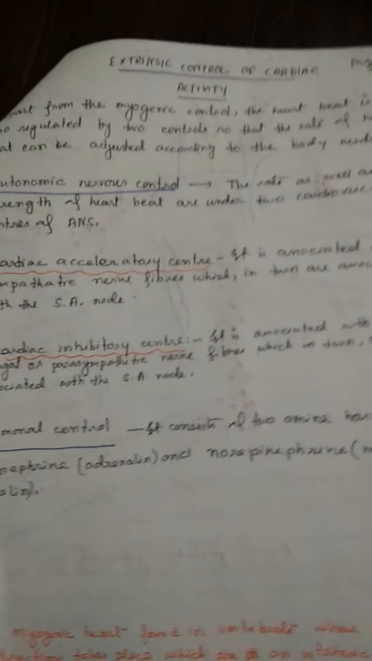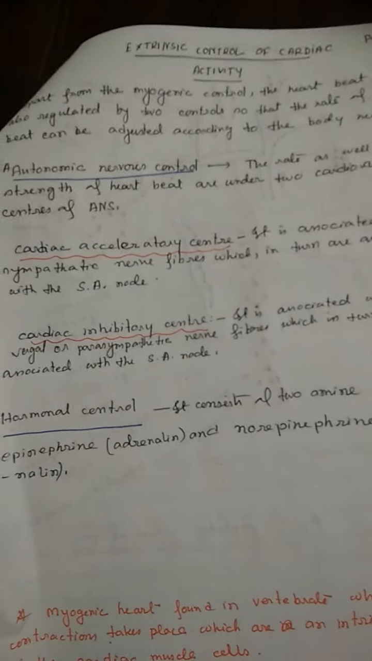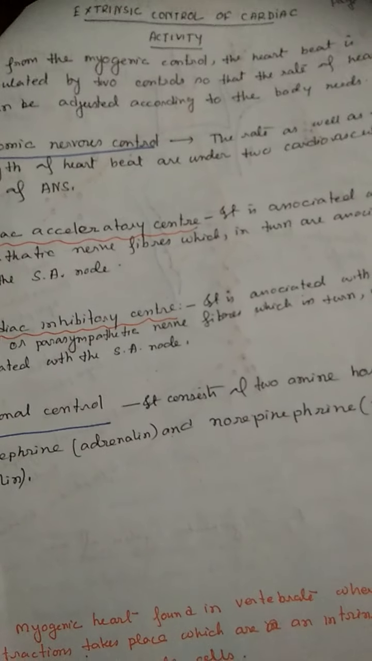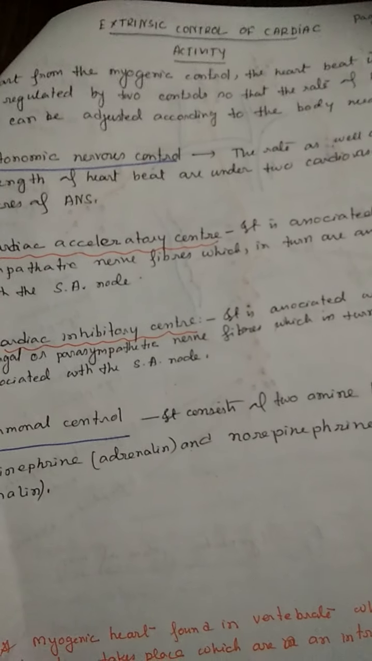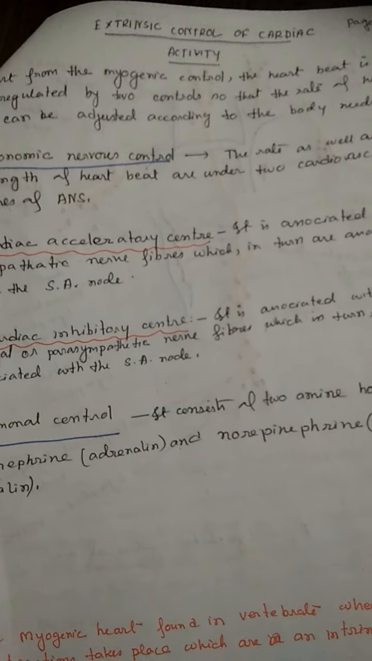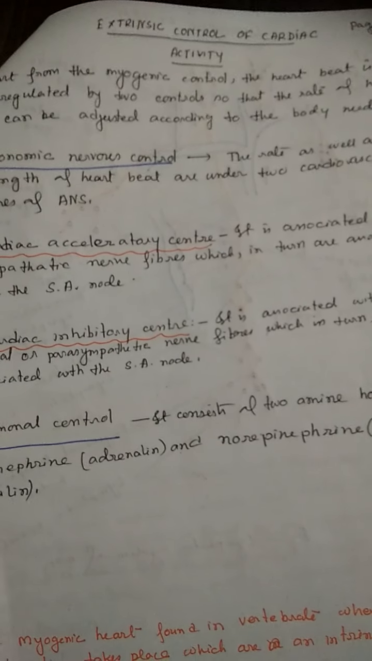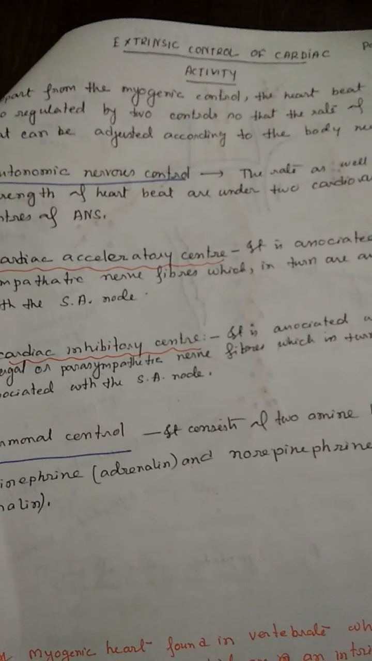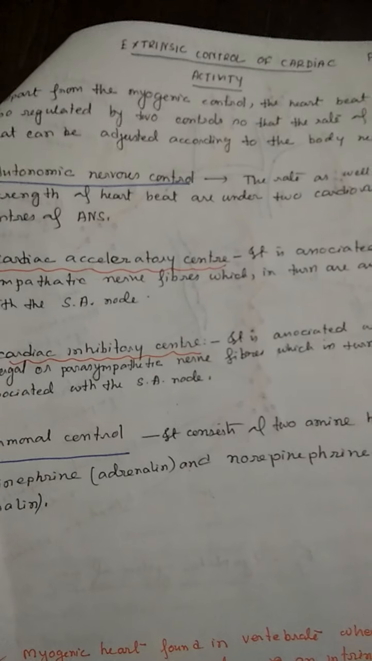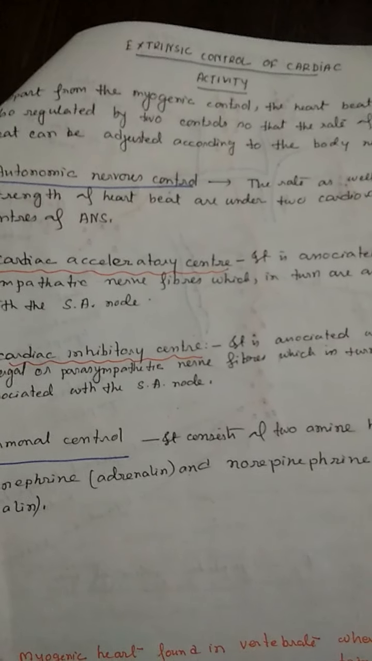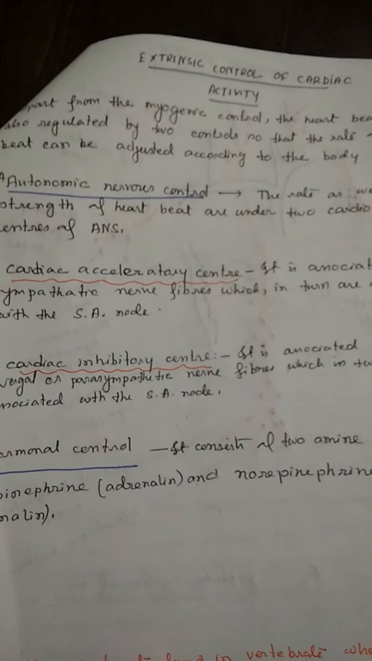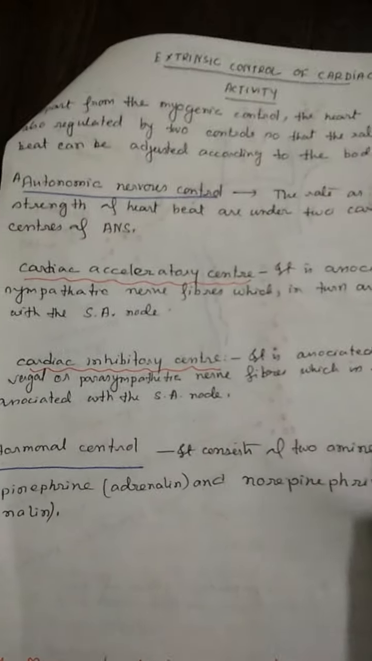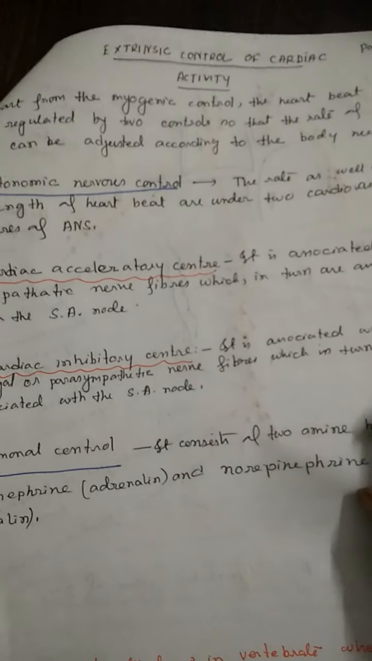Now next, you already know what is intrinsic and what is extrinsic. In the case of the extrinsic mechanism, one is autonomic nervous control, under which the cardiac excitatory center and cardiac inhibitory center are there, okay. And the next one is hormonal control. I think there is no need to explain that one. In short form, I have given you the note also, okay.